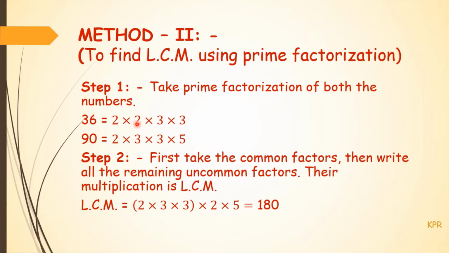After removing these common factors from all these, the uncommon factors are here 2 from this 36 and 5 from 90. So these uncommon factors I have mentioned outside the bracket. So product of these common factors and uncommon factors is 180. So LCM of 36 and 90 is 180.